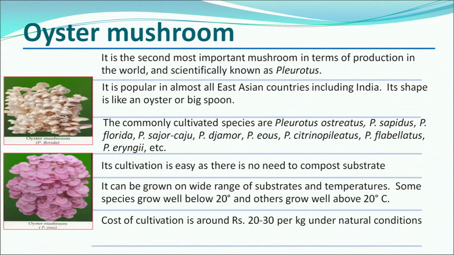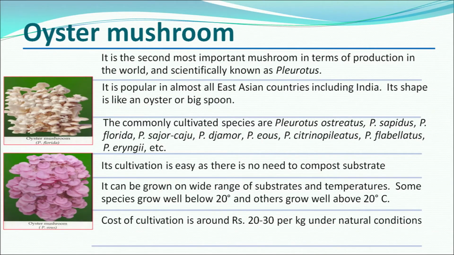The commonly cultivated species of this mushroom are Pleurotus australis, Pleurotus sapidus, Pleurotus florida, Pleurotus sajor-caju, Pleurotus djamor, Pleurotus eous, Pleurotus citrinopileatus, Pleurotus flabellatus and Pleurotus eryngii, etc.